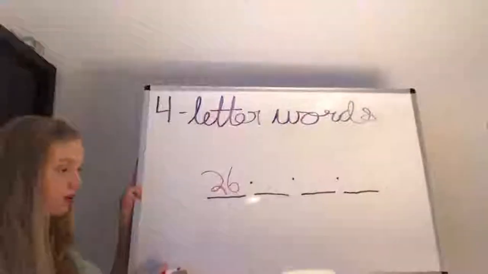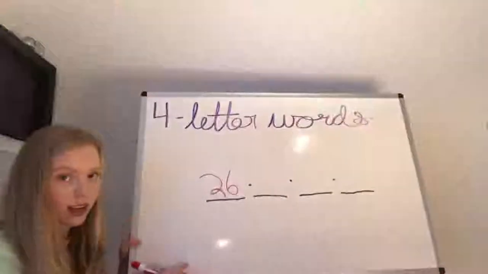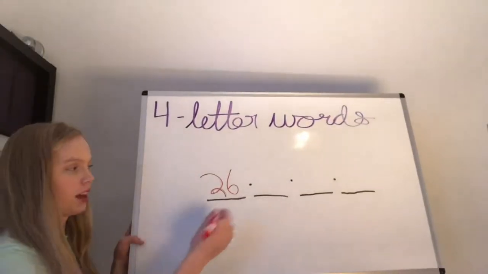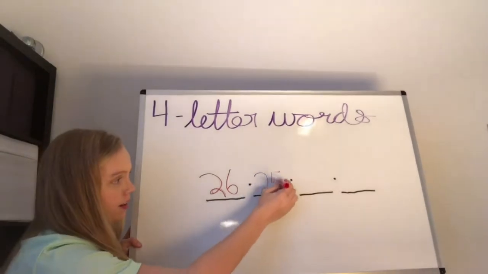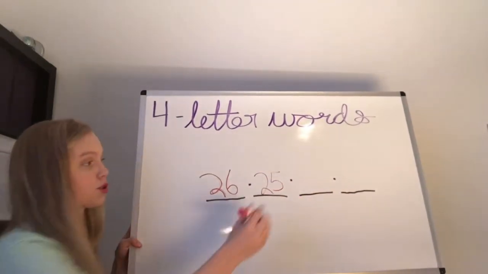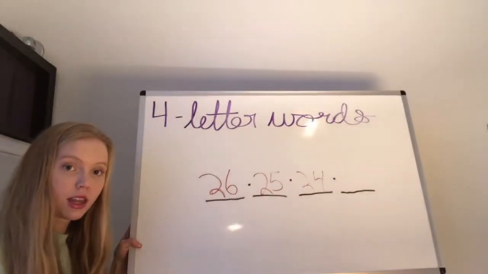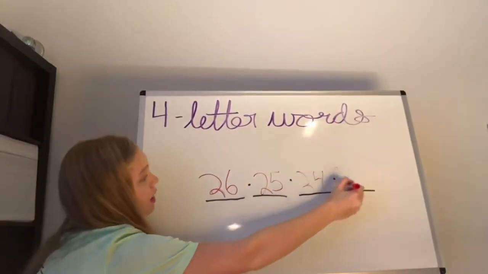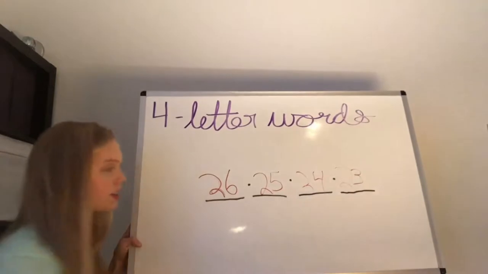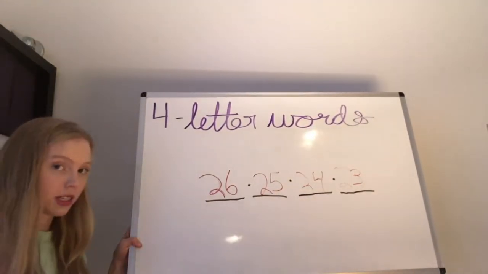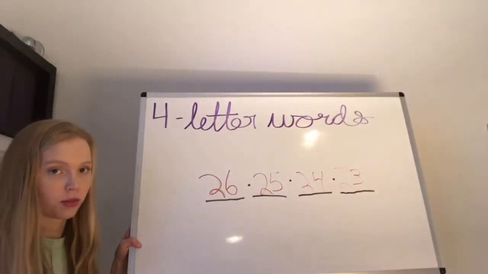The next one, well, say we put A here, can be anything except that letter, so 25. The next one can be anything except those 2 letters, so 24. And the last one can be anything except for those 3 letters, so 23. And so our answer is 26 times 25 times 24 times 23.